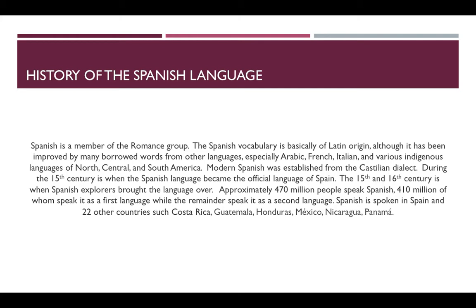So during the 15th century, Spanish explorers brought the language over to Spain, and also during that same time is when Spain made Spanish its official language. So, approximately 470 million people today speak Spanish, and of that 470 million, 410 million speak it as their first language. So, Spanish is spoken in Spain, as I have already stated, but also in 22 other countries such as Costa Rica, Guatemala, Honduras, Mexico, Nicaragua, and Panama.